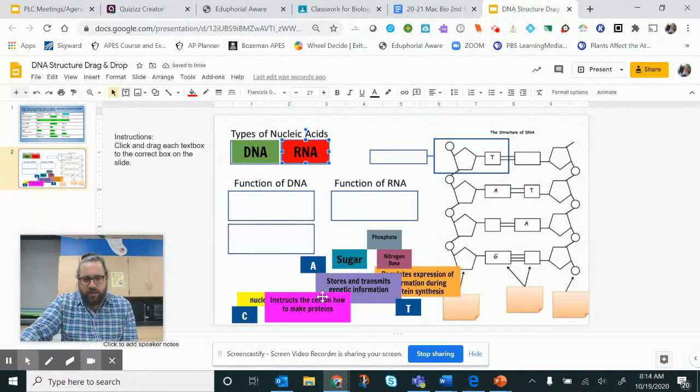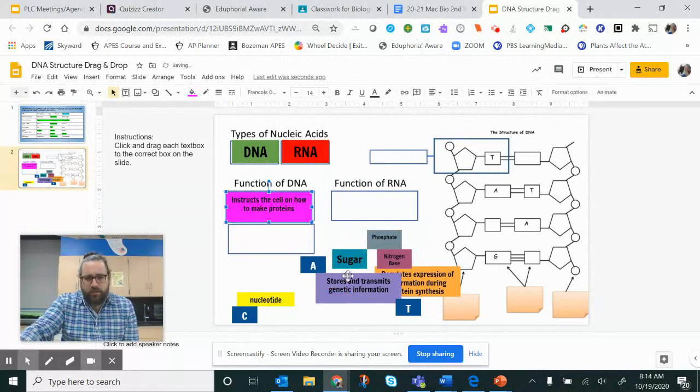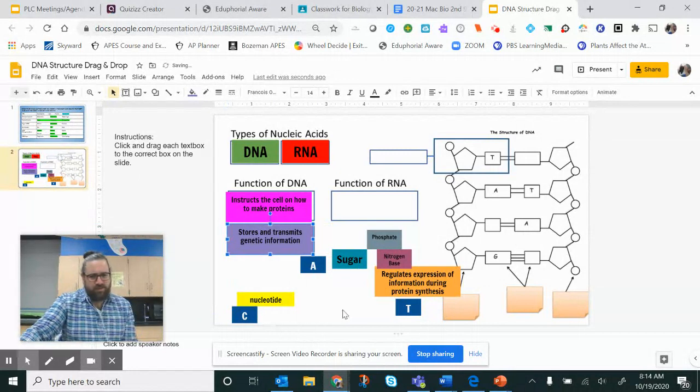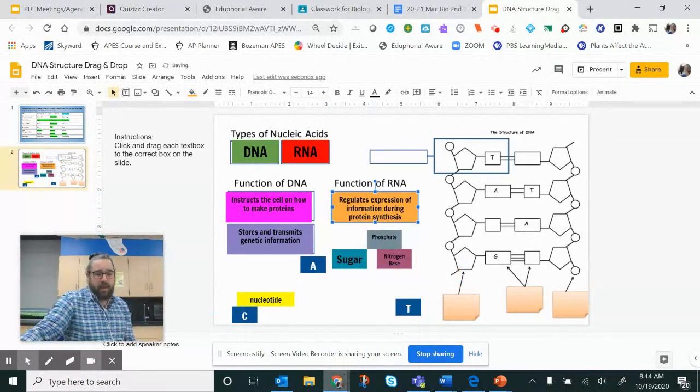The function of DNA, it instructs the cells how to make proteins, and it's sort of like my storage. DNA stays at home. It's RNA that actually is the working nucleic acid. That's the actual code, and everyone knows about DNA. No one gives RNA its props.